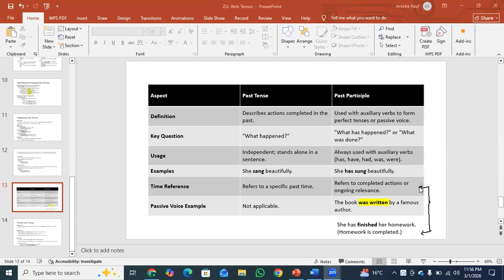Okay, in this point, I will explain it to you through this example. Okay, refers to complete actions or ongoing relevance. Okay, like we have a sentence: she has finished her homework. As you guys can see, the homework is completed. Okay, this is an example of this point so that you guys can easily understand it. Okay, let's discuss the last slide.